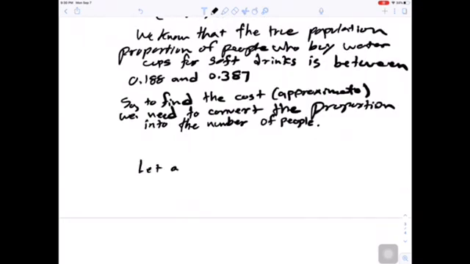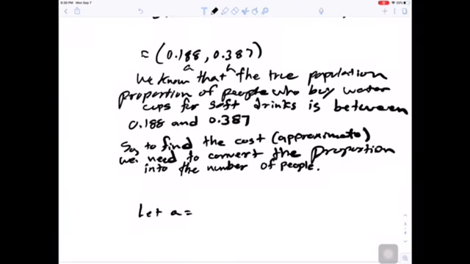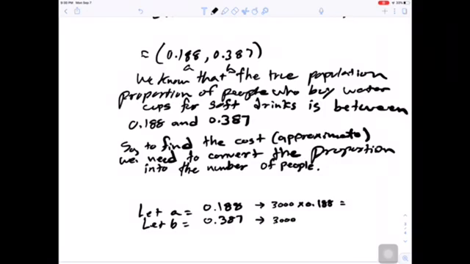So let's set variables equal to the proportion values. Let A equal 0.188 and let B equal 0.387. Now we have to multiply 3,000 with the proportion values in order to find the number of people for both variables, with A representing the beginning of the interval and B representing the end of the interval. Also, remember to use the graphing calculator. It's there for your benefit.